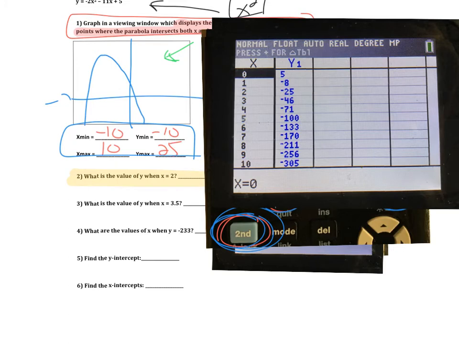So for the first part, find the value of y when x is 2. Well, when x is 2, y is -25.